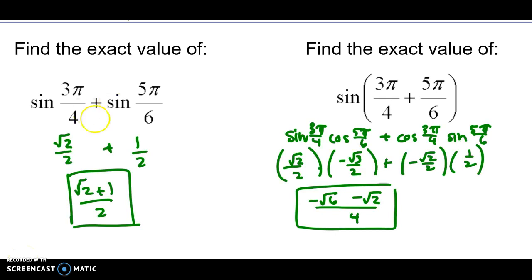Okay, so for this sum here, we get root 2 plus 1 over 2. And then for this one, where we actually have to use the sum identity for sine, we get negative root 6 minus root 2 all over 4. So clearly, these are different.